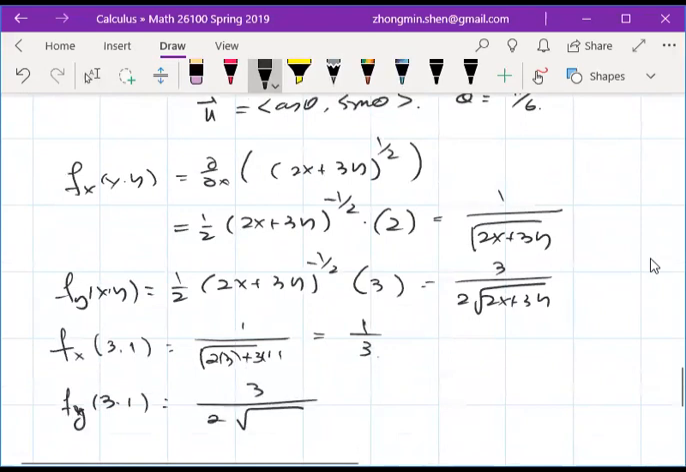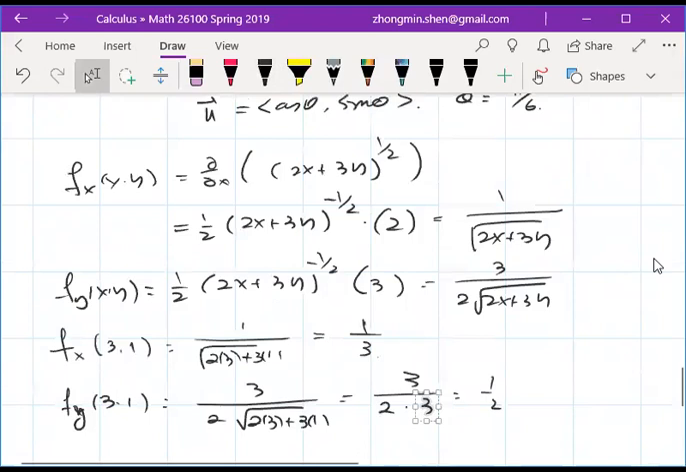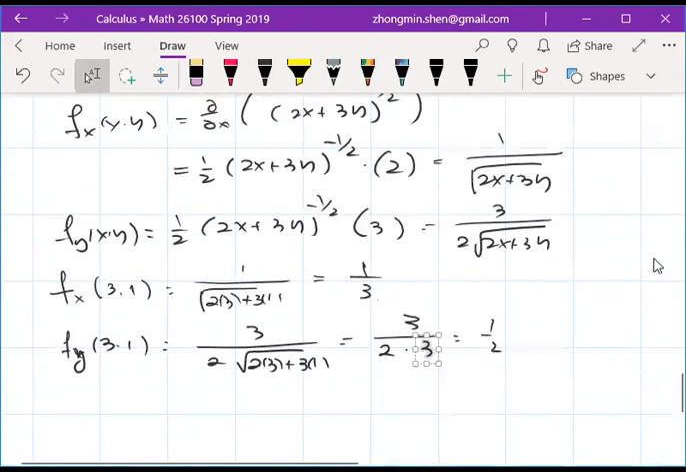results. 3, 2, square root 2 times 3 plus 3 times 1, which is going to be 3, 2 times 3 is 1 half. Okay? So you get the partial derivative, and you're done. So the partial derivative gives you a complete expression of the directional derivative in any direction. Okay? In the direction indicated by the angle theta, and theta is pi over 6.